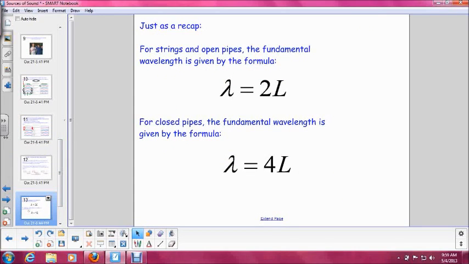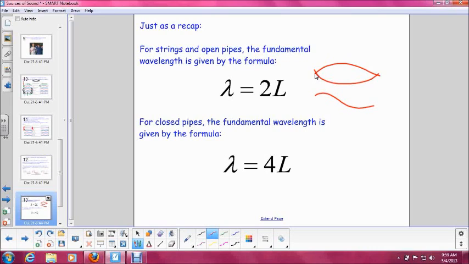So to recap, if we have a string or an open pipe, to find the fundamental wavelength, which is this, or if it's an open tube, is this, you take 2 times the length to find this. For a closed pipe, to find the fundamental wavelength, which looks like this, you take 4 times the length because our closed tubes are half as long.